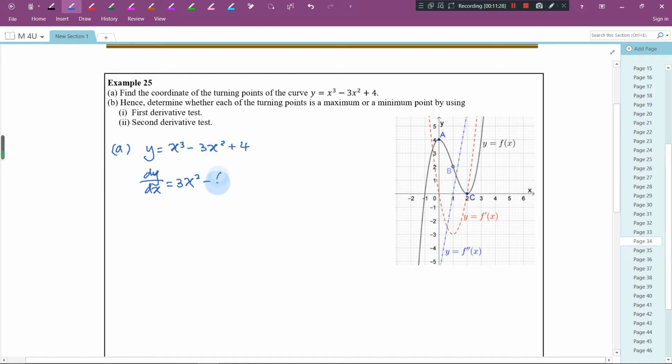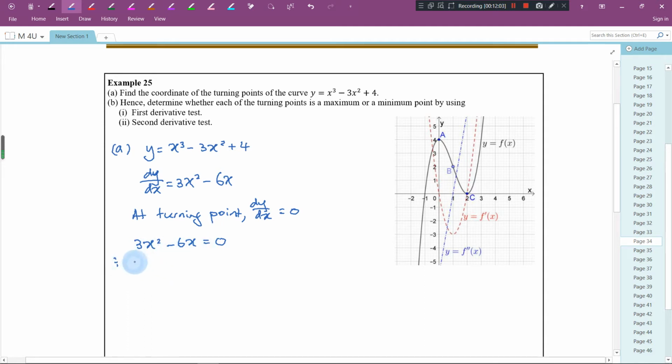2 times 3 you will get 6. x copy, 2 minus 1 you will get 1. Okay, you don't have to write the 1. Differentiate a constant, you will get 0. So this is the gradient function. At a turning point, dy dx is equal to 0. Okay, it means 3x squared minus 6x is equal to 0. So we are going to find x.